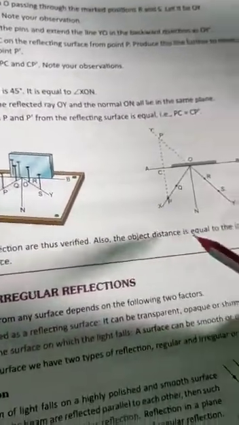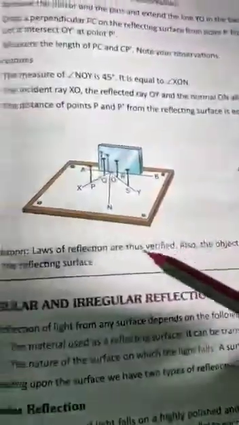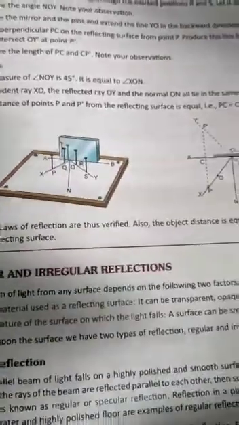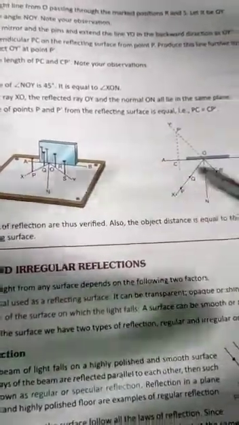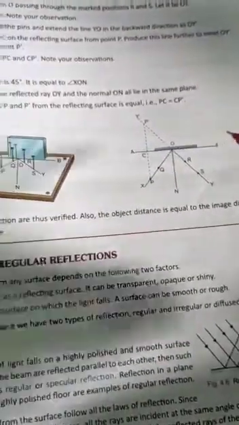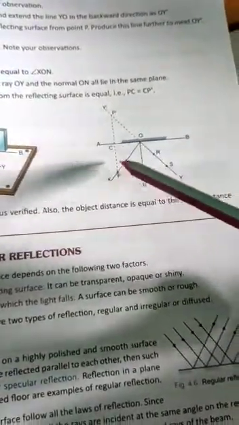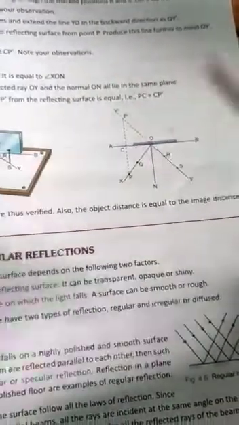Also, the object distance is equal to the image distance from the reflecting surface. You will observe the object distance is equal to the image distance. Both are equal. You can see here, this is the object, this is the image formed. Both are equal. In this manner you can verify with this activity.